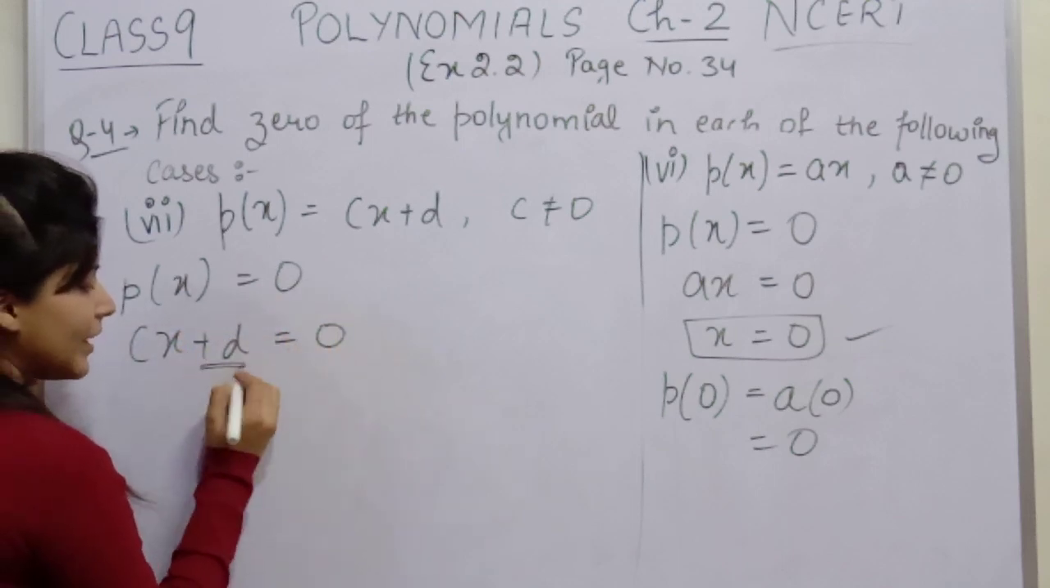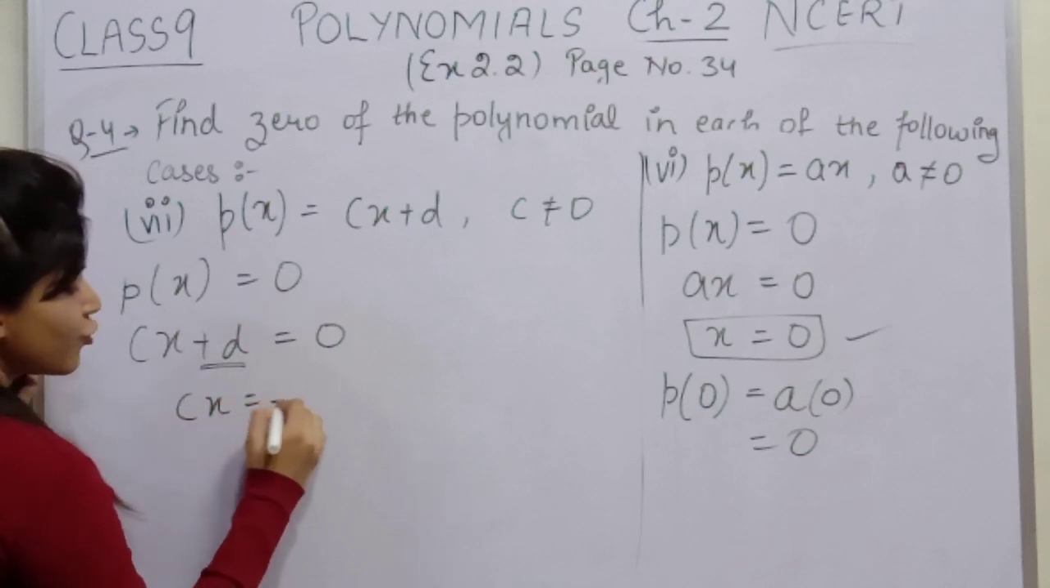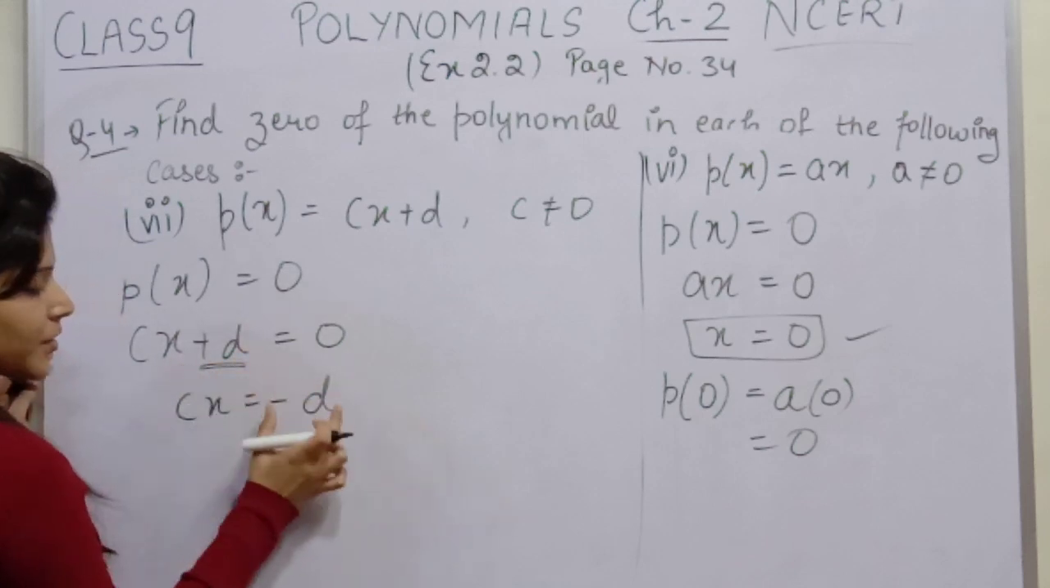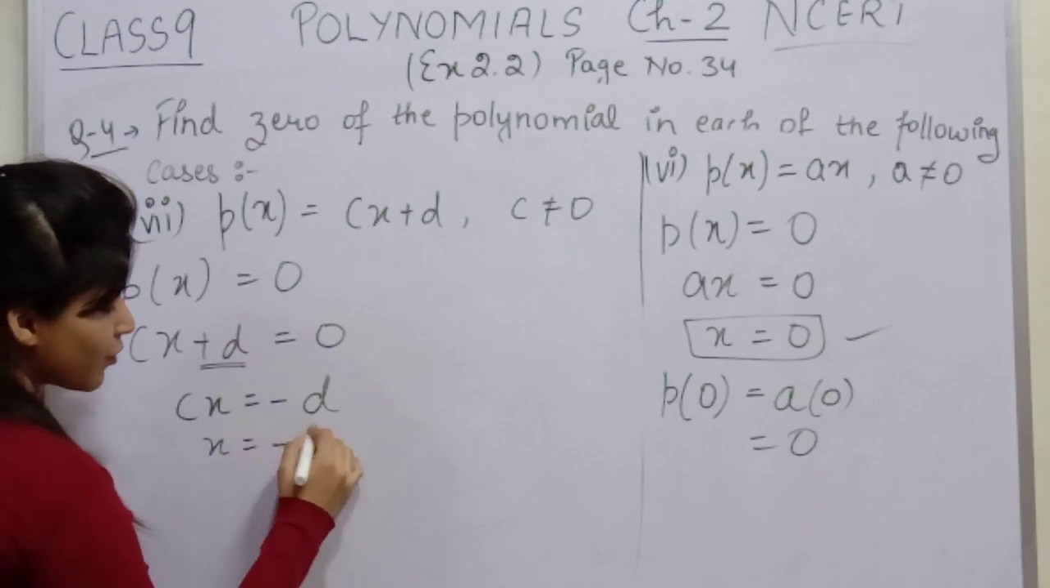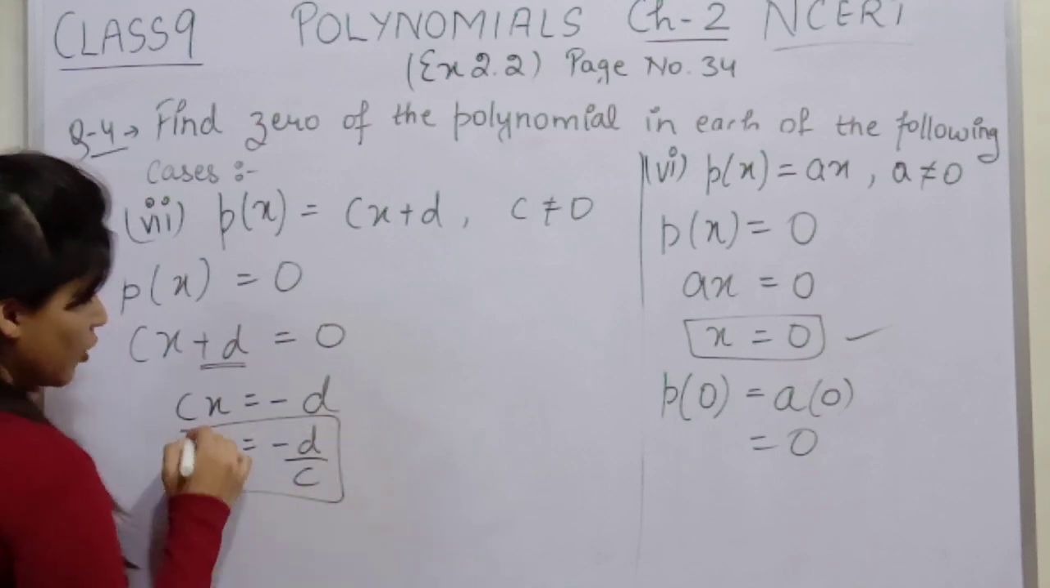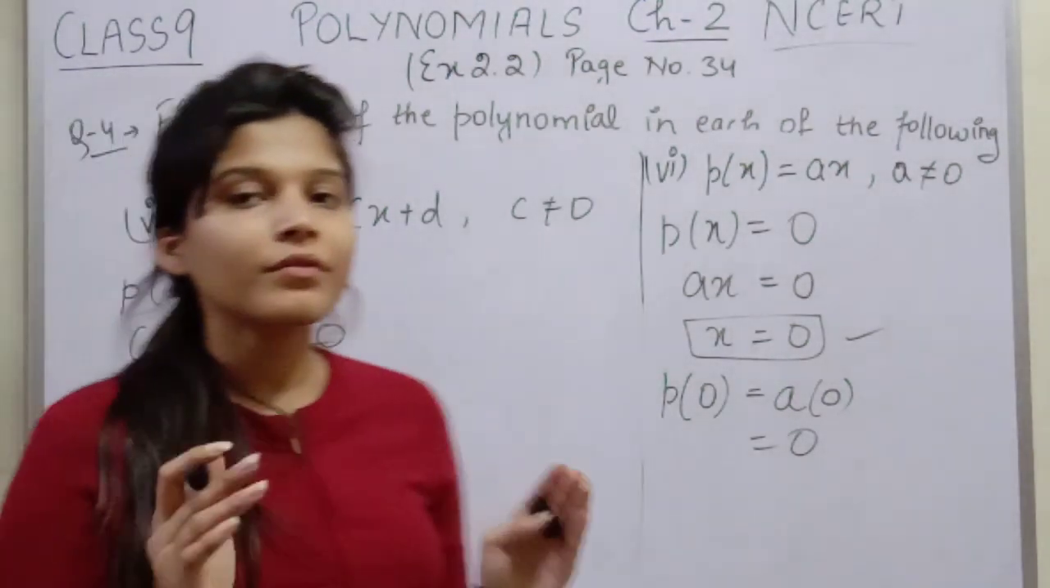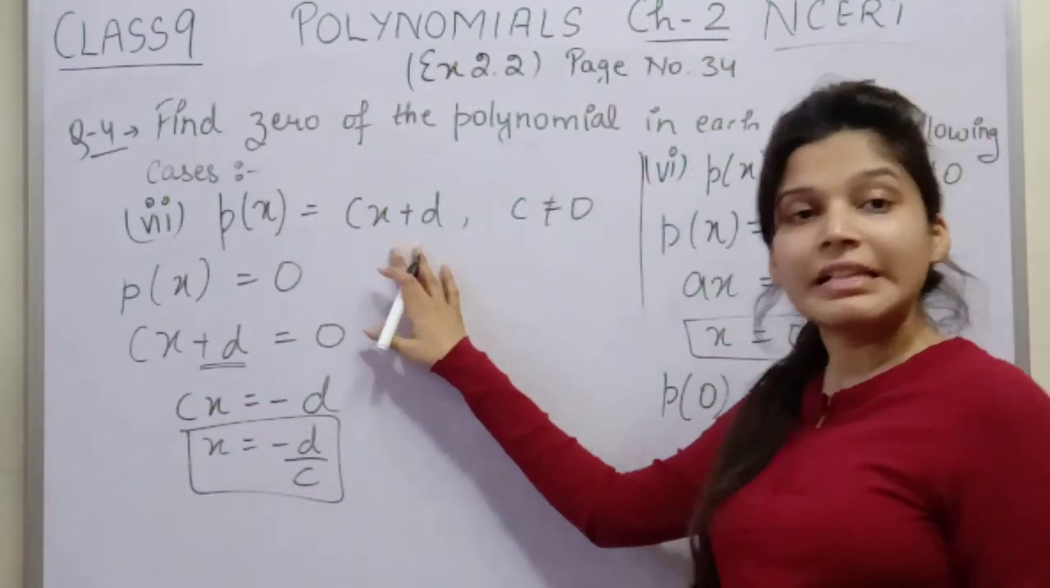See, now first d will be transposed. So cx equals minus d. Right, here it is positive, there it goes negative. Now x equals minus d upon c. So this is the value of x at which this polynomial will be 0.